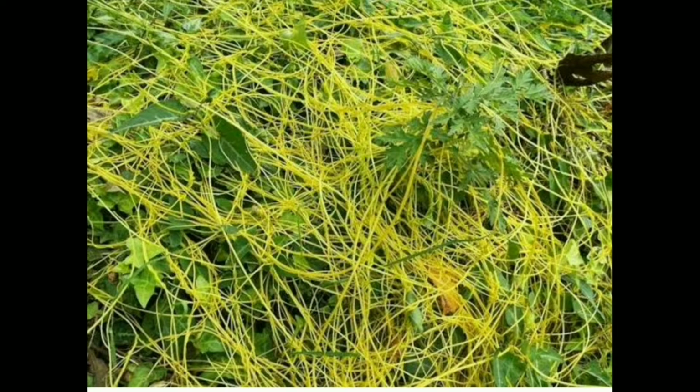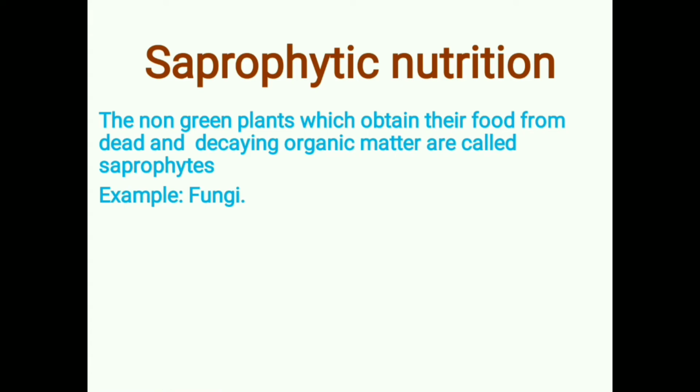Next we will discuss the saprophytic mode of nutrition. What is the saprophytic mode of nutrition? The non-green plants which obtain their food from dead and decaying organic matter follow the saprophytic mode of nutrition, and the organisms are called saprophytes. The non-green plants called fungi derive their food from dead and decaying organic matter, so we can say fungi are saprophytes. Some common examples of saprophytic fungi are mushrooms, bread mold and yeast. They are all saprophytes.